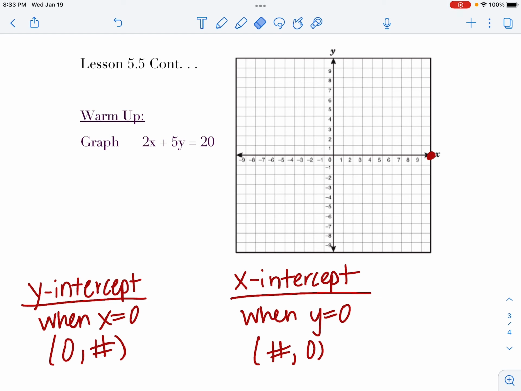Then to find my y-intercept, I'm going to plug 0 in for x. So that essentially makes this term cancel out, being multiplied by 0. And then the y value that satisfies this equation that is left would be 4 because 5 times 4 equals 20. So my y-intercept is at a positive 4. Then I have 2 points on my graph, which is enough to graph the line. So I simply just connect my 2 points, my x and my y-intercept, with my line.